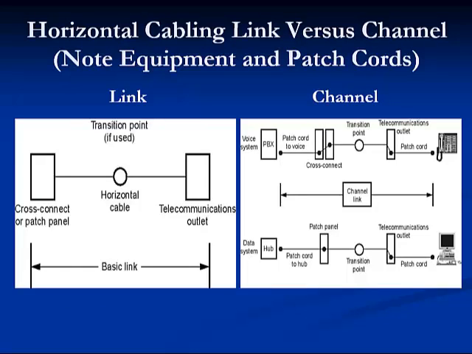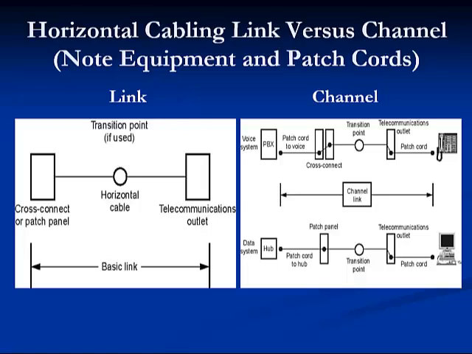It is very important to understand the differences between a horizontal cabling basic link and a horizontal cabling channel, especially regarding the distance limits and for purposes of certification testing. The basic link contains only the cabling found in the walls, the horizontal cabling, one transmission point, the telecommunications outlet, and one cross-connect or patch panel. It is assumed to be the permanent portion of the cabling infrastructure. The basic link is illustrated here.